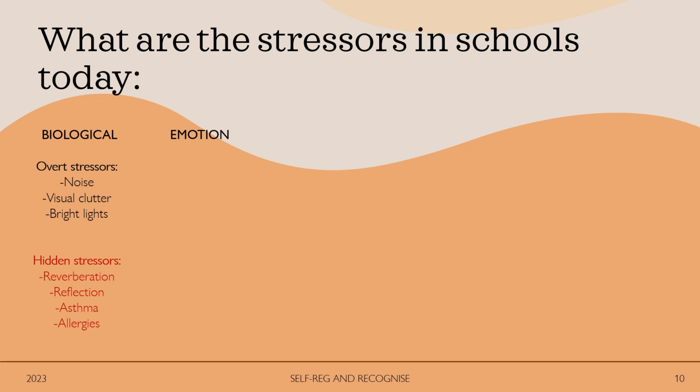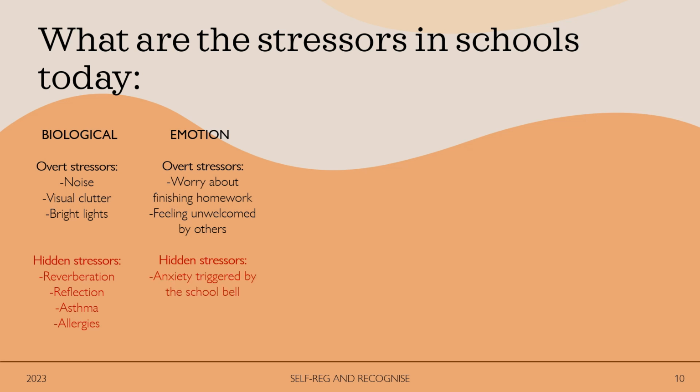How about the emotions domain? Overt stresses include the constant worrying whether or not they would finish their homework on time, and the feeling of being maybe not as welcomed by other children in their classroom setting. And for hidden stresses, these include anxiety that is triggered by the school bell. And for school-going children, the need to belong to a group is strong, and they are stressed when they sense that they are different from their peers.